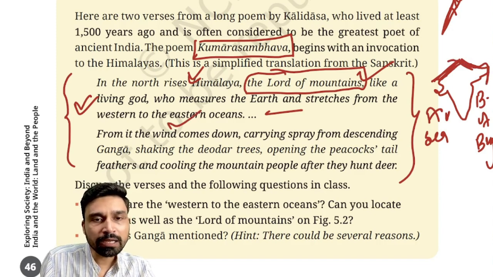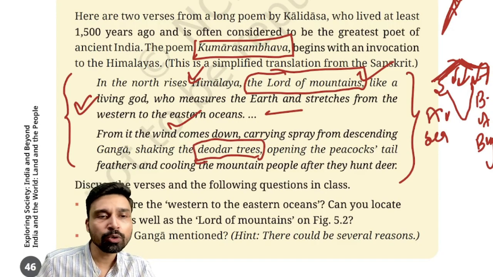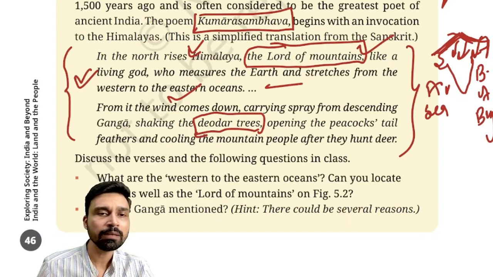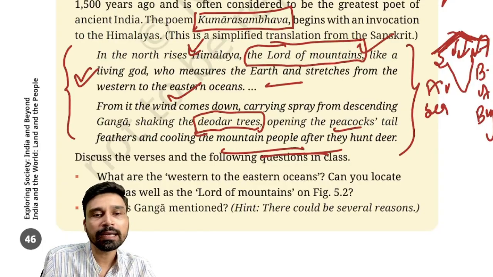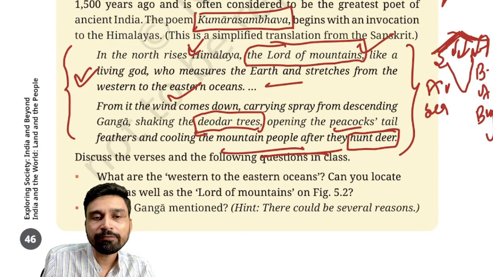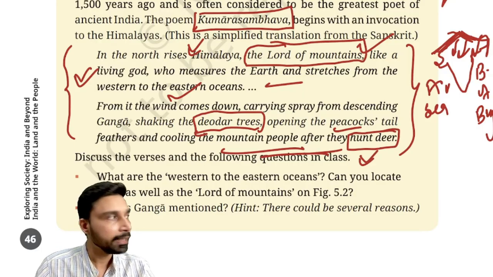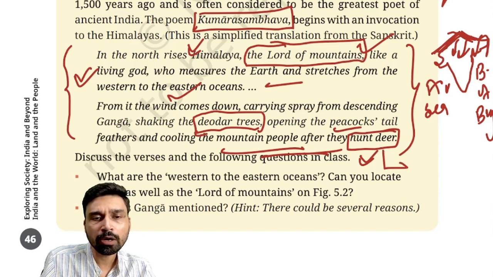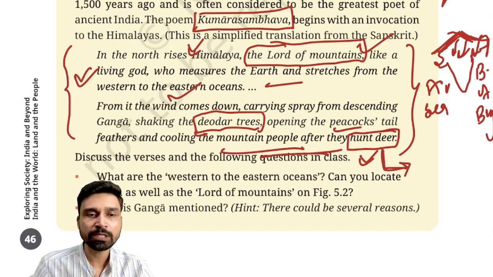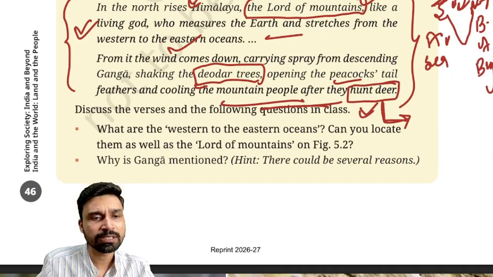From it, the wind comes down because from the mountain you have very fast wind that moves in the downward direction, shaking the Deodar tree. Deodar is an endemic tree in the Himalayas. Endemic simply means that the tree is found only in the Himalayas, opening the peacock's tail feathers and cooling the mountain people after they hunt deer. So you can clearly see that the life of people is also mentioned here briefly. That people living in the mountainous areas, they have to depend on hunting, and deer hunting is one of the major economic activities for sustenance of livelihood.